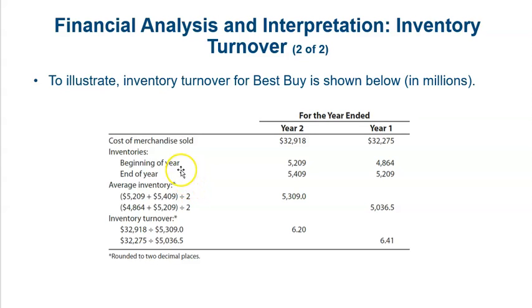So we can look at this, and to get an average inventory, you take your beginning of the year amount of inventory and your end of the year, you add those and divide by 2, and that's going to give you your average inventory. And then cost of merchandise sold is your numerator. So then you divide it by your average inventory. And for year 2, we got 6.2. That means that we turned it over approximately 6.2 times. In year 1, we actually turned it over a little bit quicker. So 6.41, which is a little bit stronger.